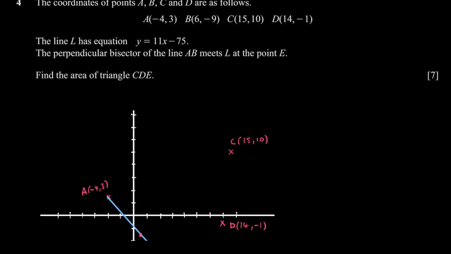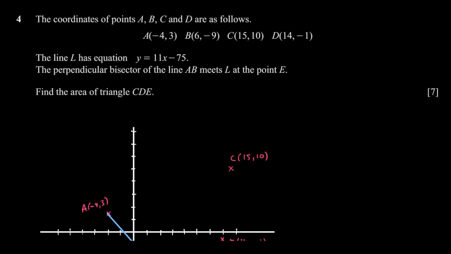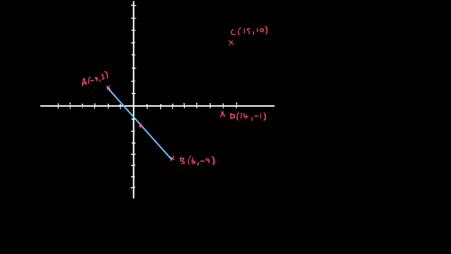Now then, let's peel back. We've got this line, right? So 11x minus 75, and it's going to be intersecting another line at the point E. So this other line is the perpendicular bisector of AB. Well, what is the perpendicular bisector of AB? Here is the line AB in blue, and perpendicular means 90 degrees, right? So it's going to be running 90 degrees to this line, and bisect means to cut in two. So it's going to be cutting through the midpoint, right? So we've got the midpoint here.